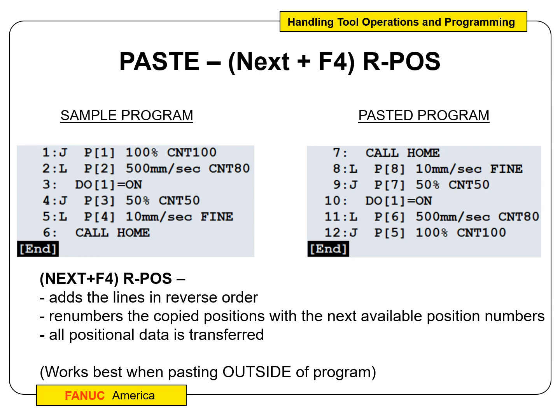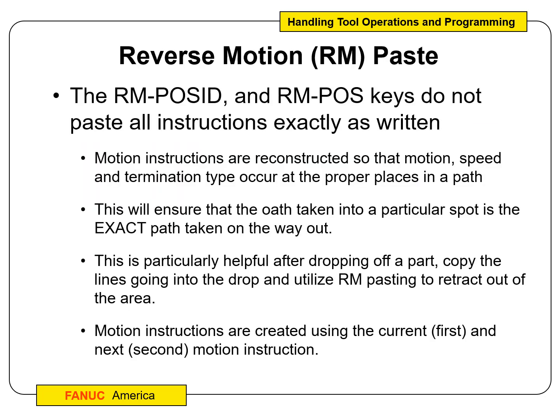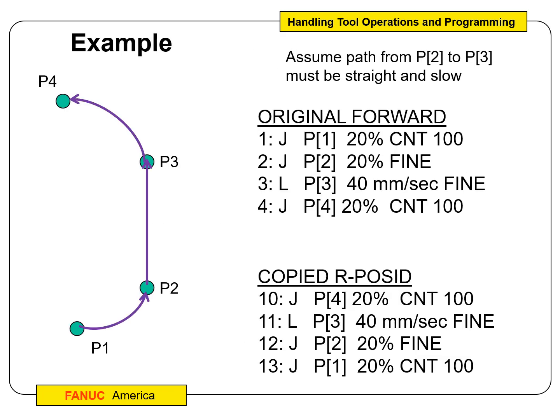Well, there is an issue with just reversing, and that is you don't always get the path you want. So we have RM path ID and RM pause. These are trying to get it so that your path is the same: your speed, your termination type, linear versus joint, all that. So RMs will give you the same path in and out. Okay, so let's do an example of that.